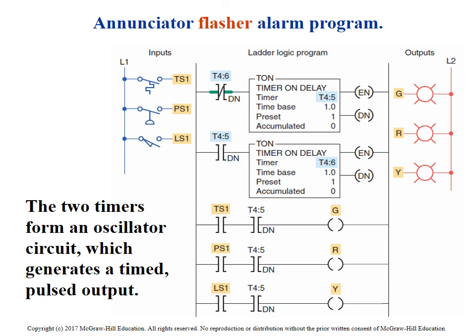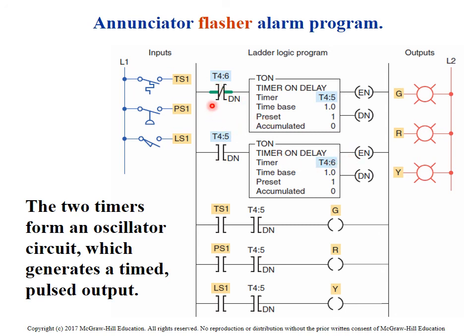So, a flasher circuit. This is probably one of those circuits that you're going to see time and time again. There are other ways to do the flasher circuit, but this is probably one of the more common ways. You notice here, the T4:5 is normally open down here, and the T4:6 is normally closed up here.